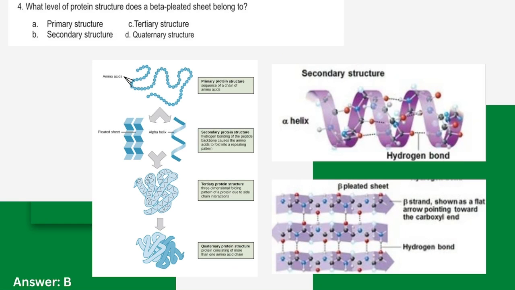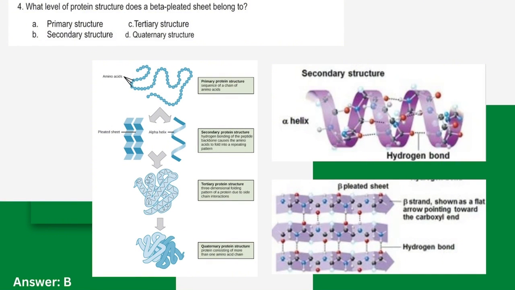Okay? Now, for secondary protein structure, this is the time that they form alpha helices and beta sheets. Okay? That's what we call the alpha helix and the beta pleated sheets. If you can see from the picture, beta pleated sheets are the ones that are folded. It looks like it's folded. But for alpha helix, it's the one that looks like it's coiled, like the structure of a DNA.